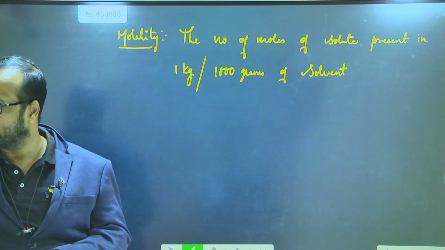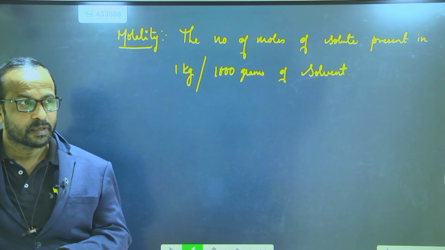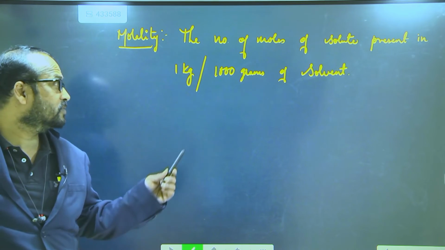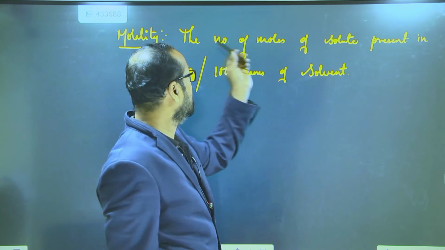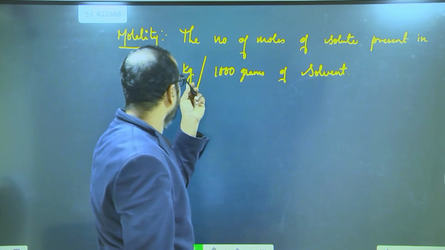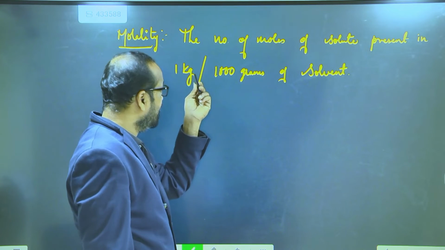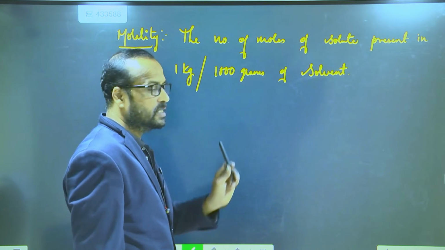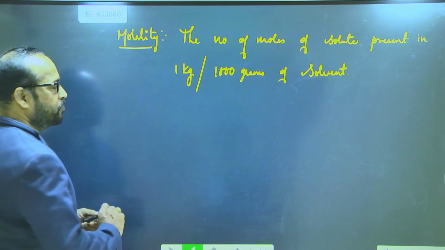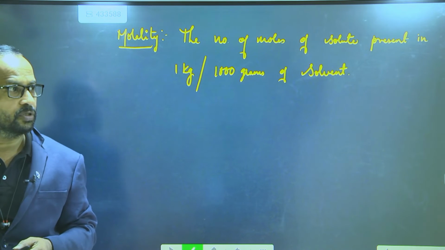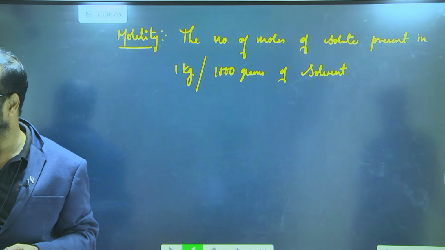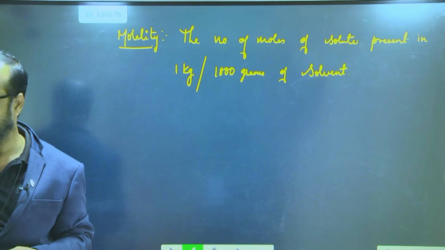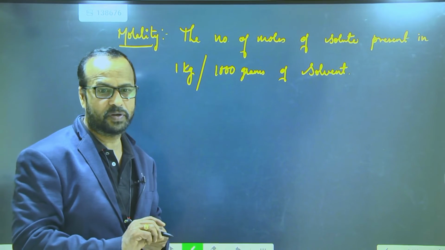What is the solvent? It is present in more quantity. In molarity, the upper sentence remains the same: the number of moles of solute present in, but there we have written 1 liter or 1000 ml of solution. Here it is the solvent. That is the difference. Okay. Any doubt? Note down the definition.